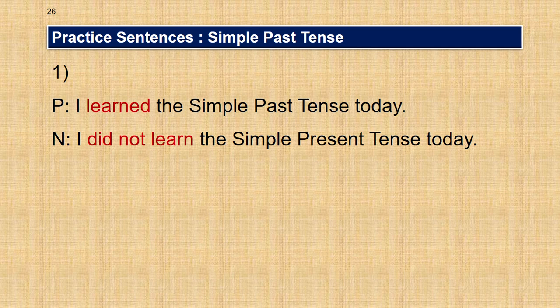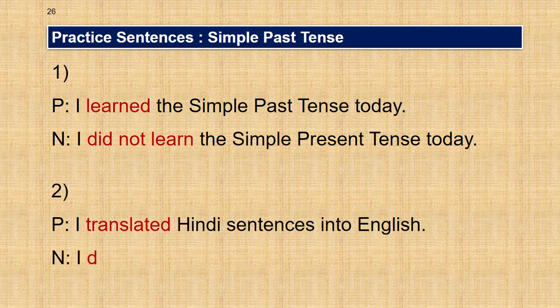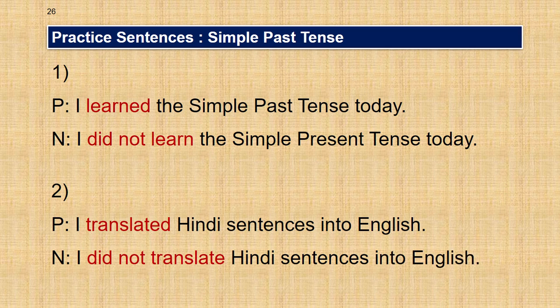So the past form of the verb is used in positive sentences only, and the simple form of the verb is used in negative. So we have the negative sentence here: I did not learn the simple past tense today. I try to make negative sentences in such a way that it does not change the meaning of the positive sentence. So here we have the second sentence as well. I'm going to give you 10 sentences today, and we will go through all the nitty-gritty, all the small things of grammar that we learned in simple present tense, and we are going to compare them with today's tense, simple past tense, as well.